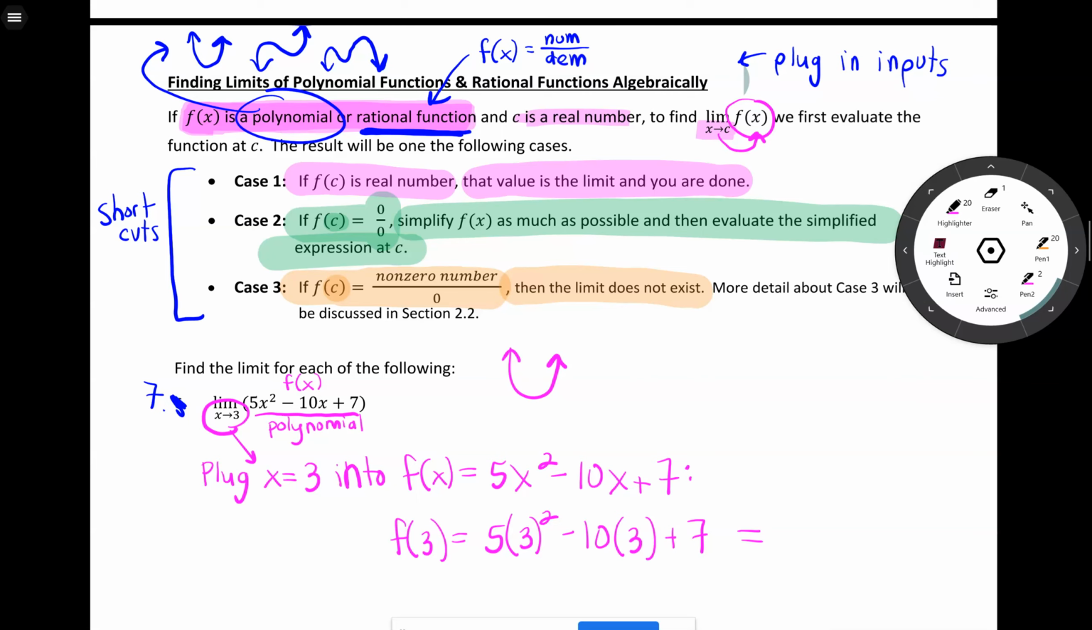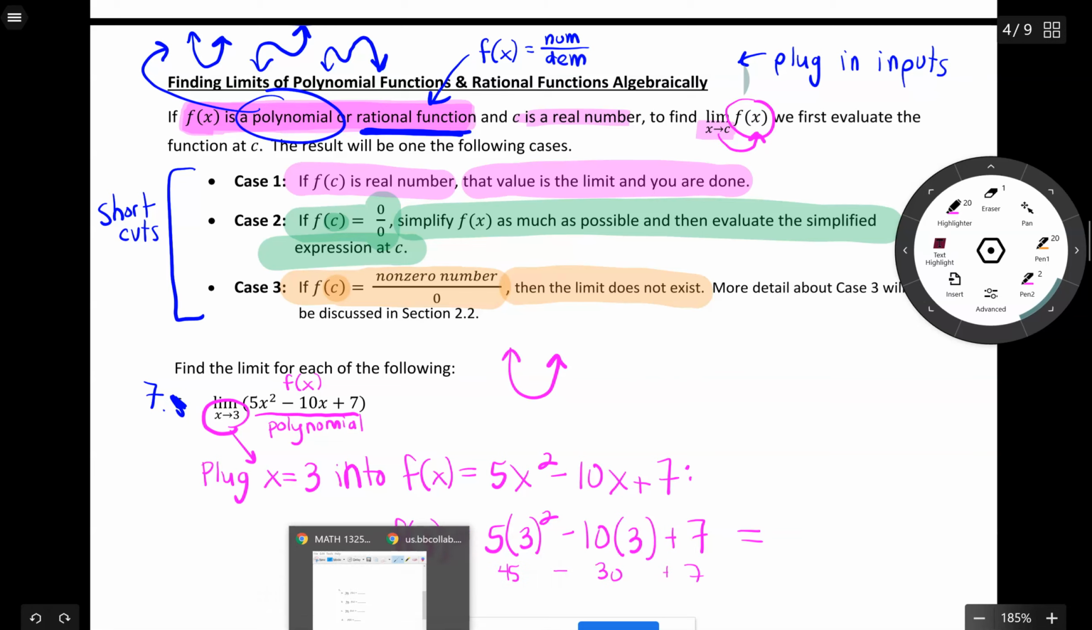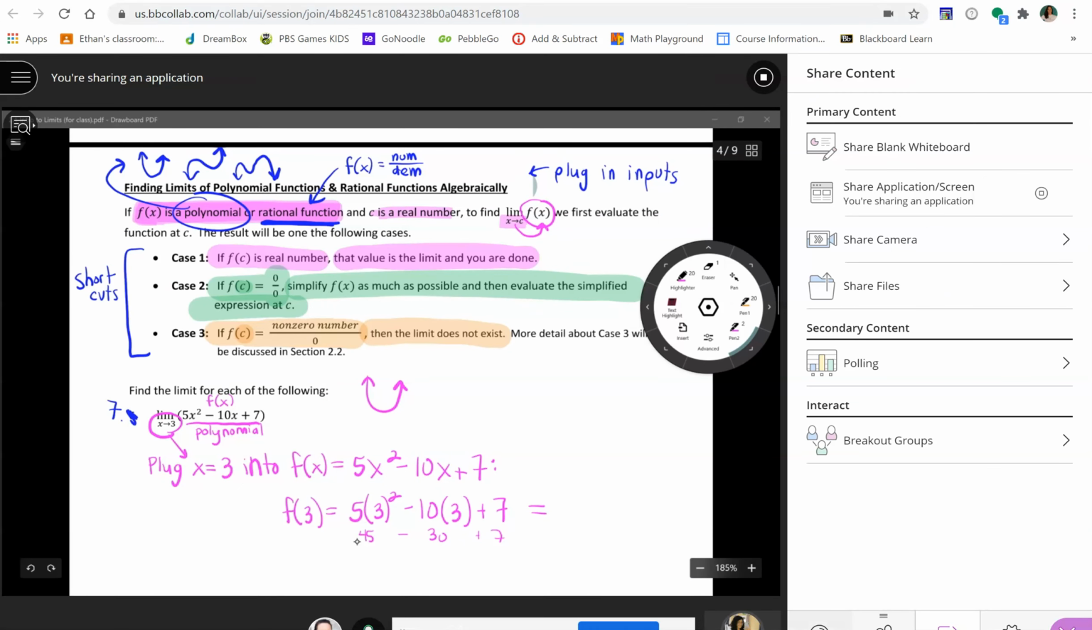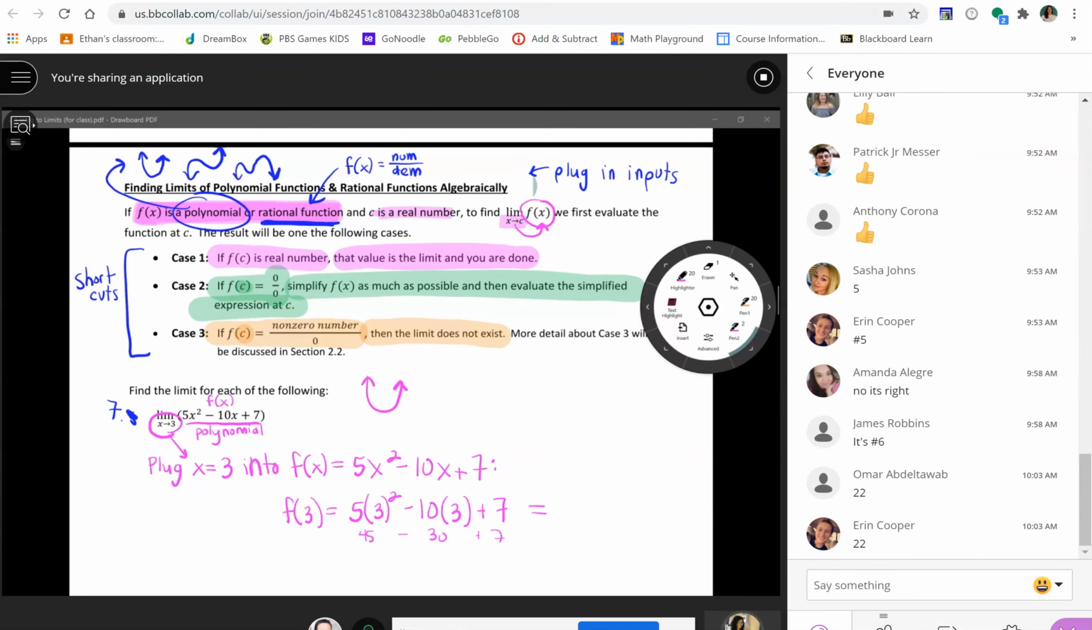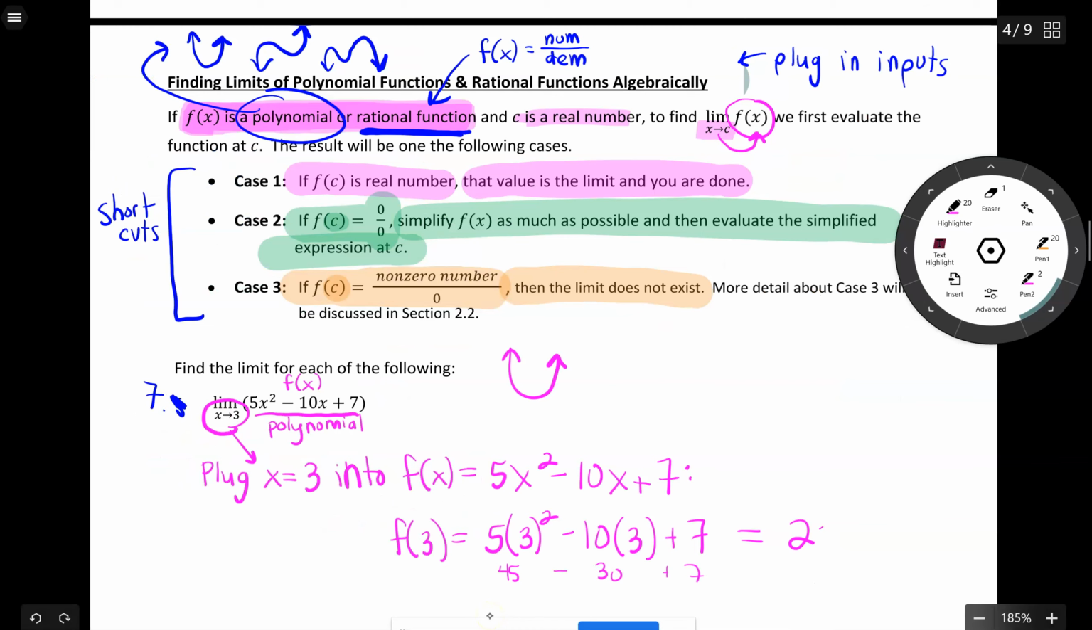9 times 5 is 45. Minus 30 plus 7. So was it 20? What did it come out to be? Sorry, I was trying to see in the chat and it's not letting me go over there. 22? Okay, cool. Awesome. 22? Sweet. So the output on this one is 22.